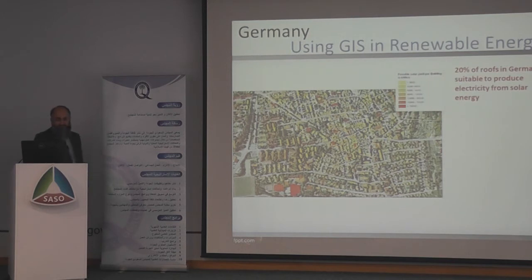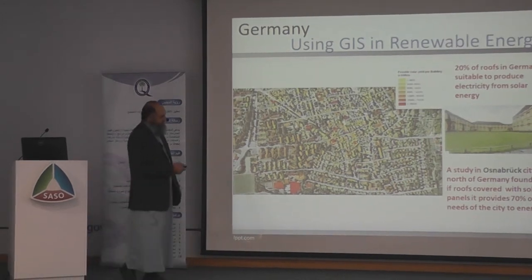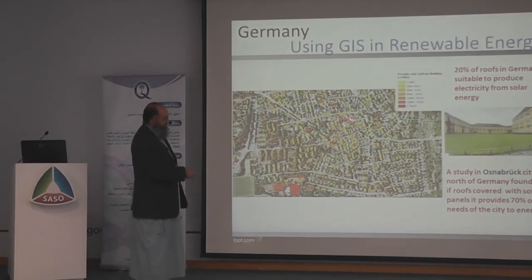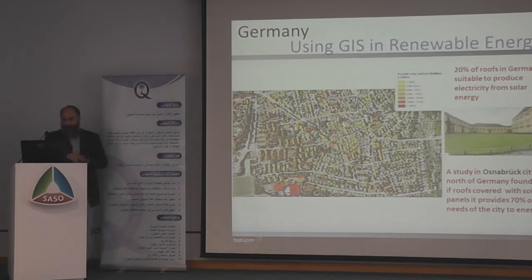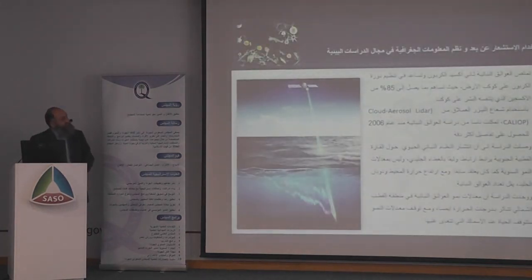In Germany, they use GIS for renewable energy as well. These are real examples. And they have this project to put solar panels on top of the buildings. But they have to use GIS technologies to allocate the right area for this. Okay, the South Pole, for studies of nature, the wilderness.